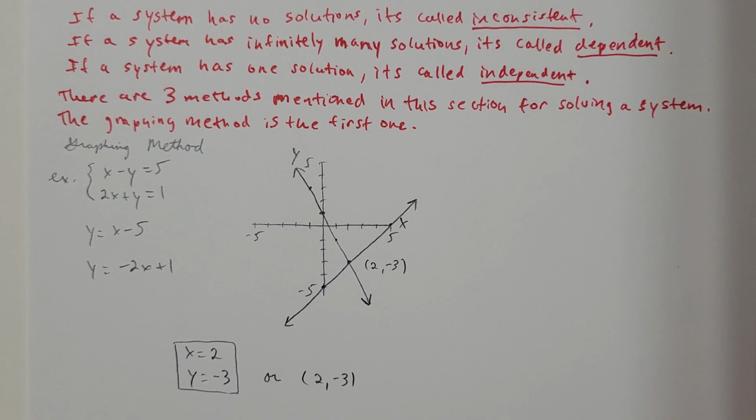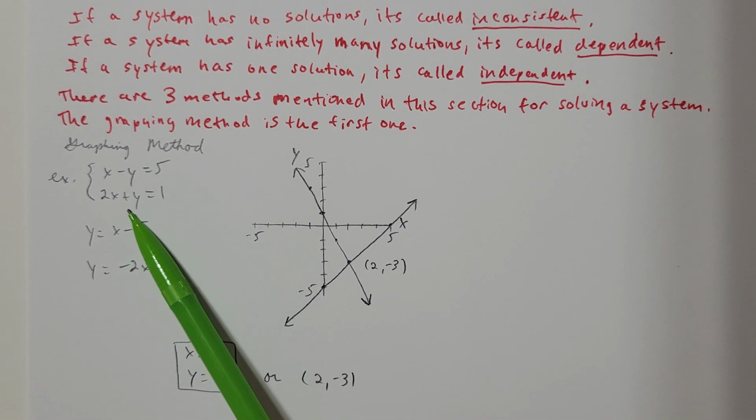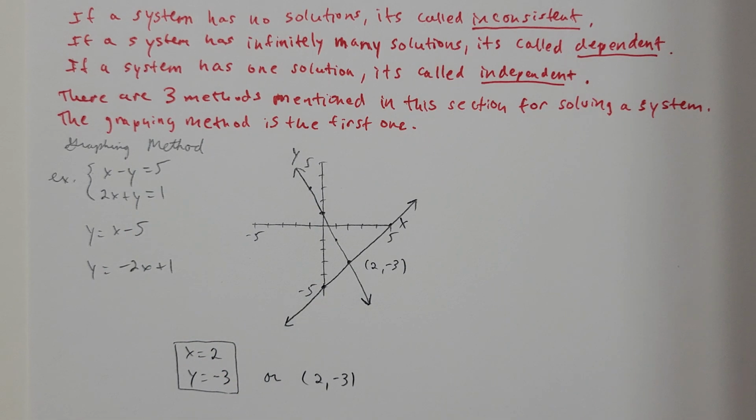So let's start off with the graphing method first. Okay, and I'll give you some examples. So what if I wanted to solve the system given by the equations x minus y equals 5 and 2x plus y equals 1? Solve the system.